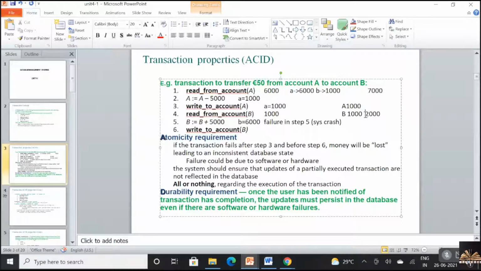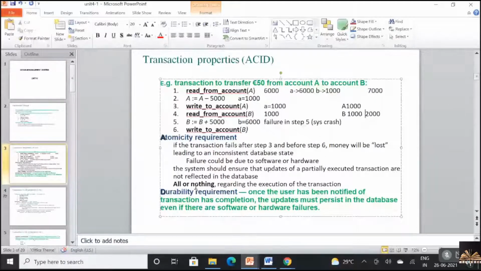Okay. So whenever there is a failure after step 3 and before step 6, money will be lost. So here, how much money is lost? 5,000 is lost, leading to an inconsistent database state. That is what I'm telling you. Both these values are not consistent, and the failure could be due to software or hardware.